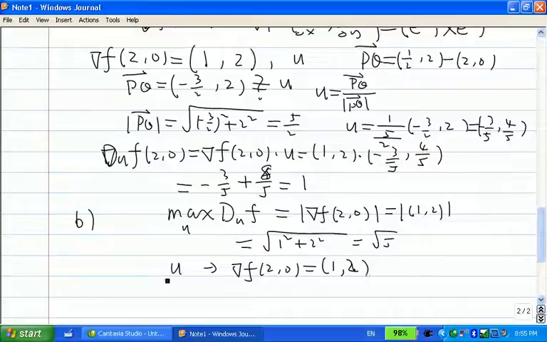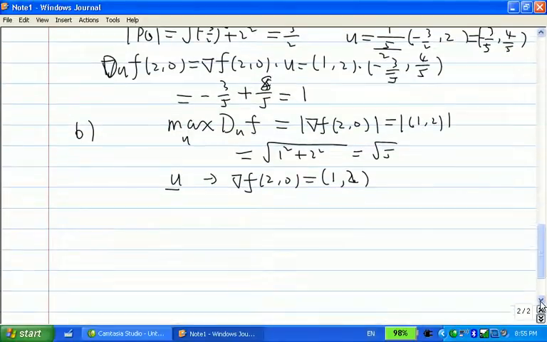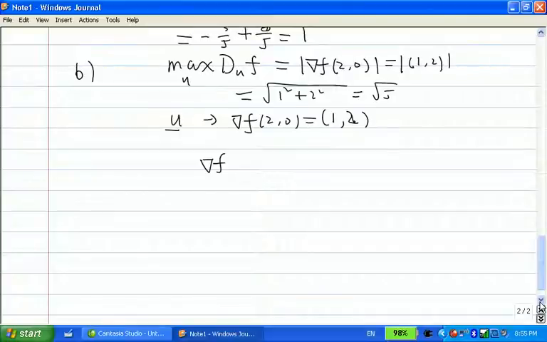If you choose your u in the gradient f direction, which is (1, 2), then you reach your maximum rate of change. Let me give you a little explanation why, when you take the gradient f, your rate of change achieves its maximum.